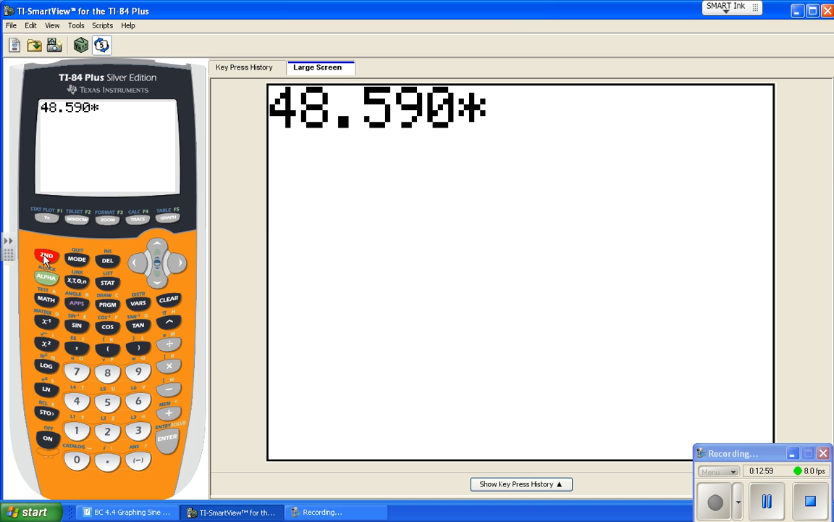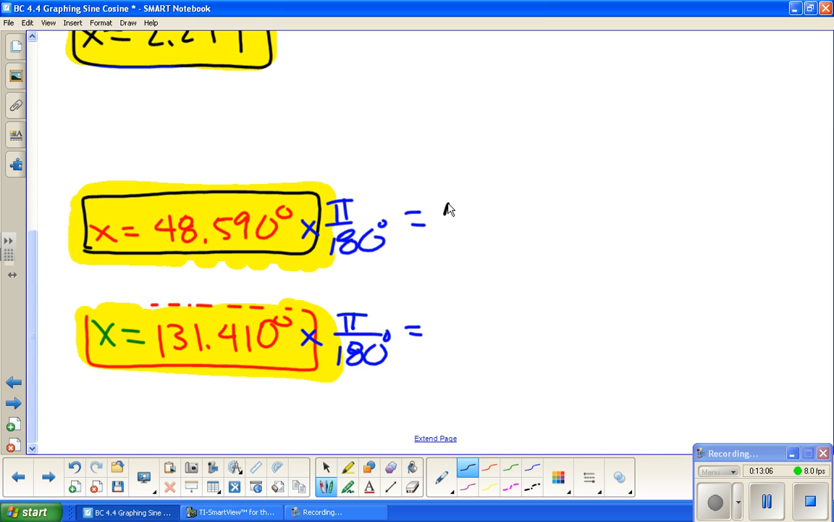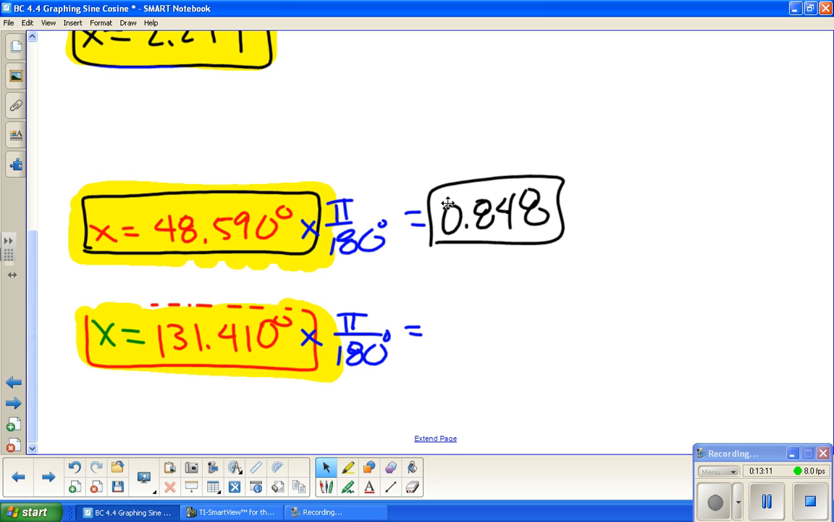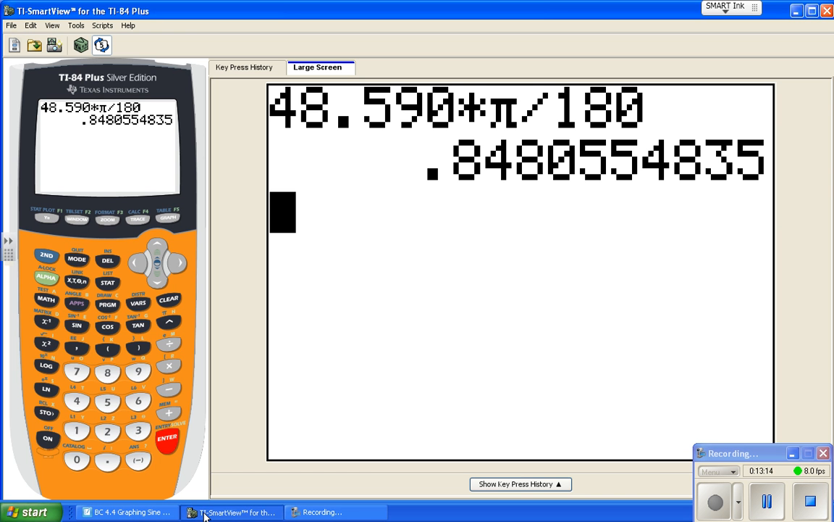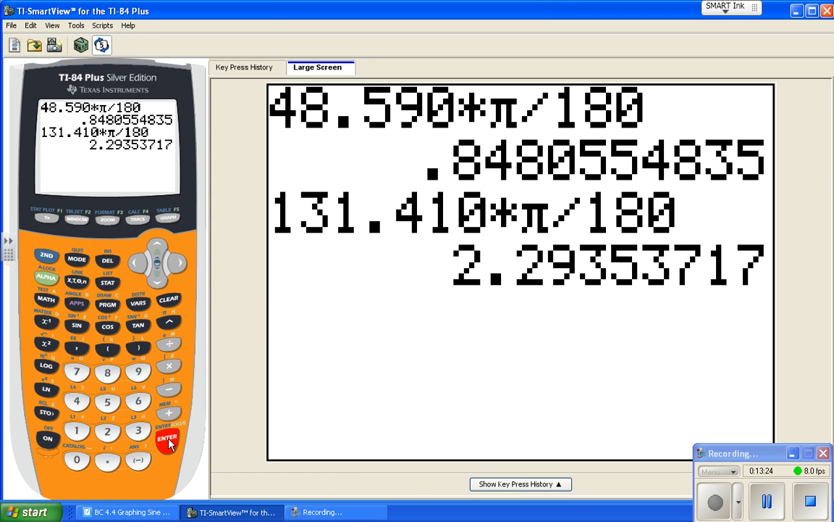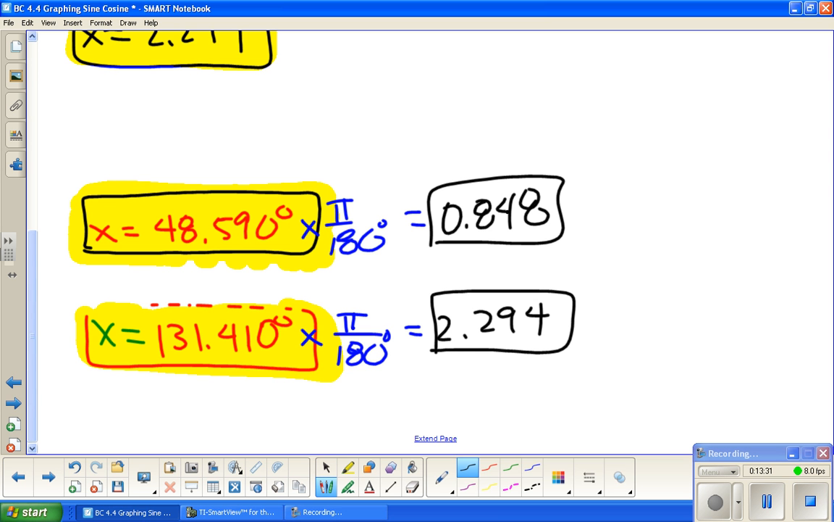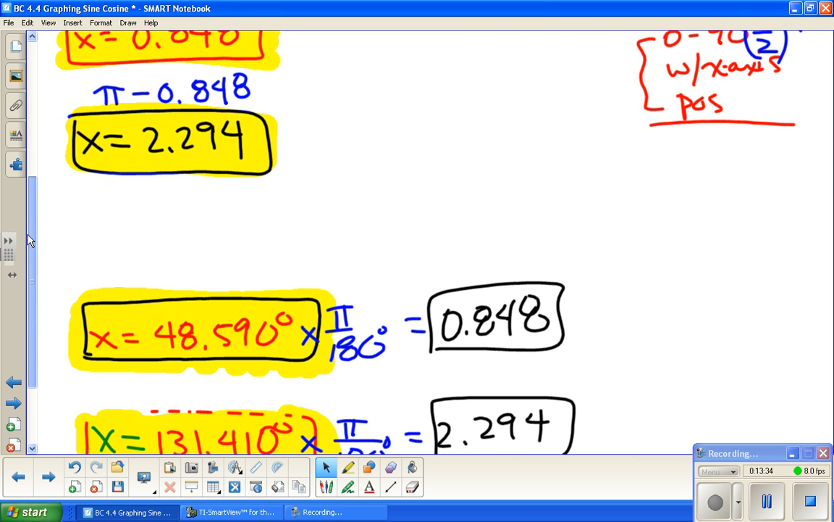90 times pi over 180. 0.848. Wow, 0.848. That sounds very familiar. I don't know. Let's see. 131.410 times pi over 180. See, this converting thing is cake, right? 2.294. So the question is, can I do this in degrees first and then convert after?